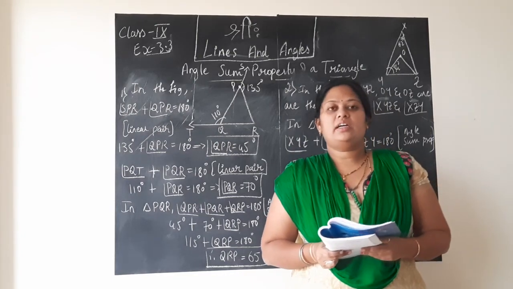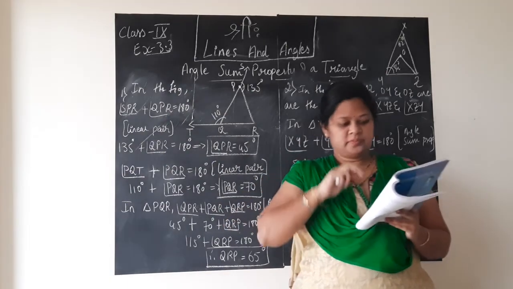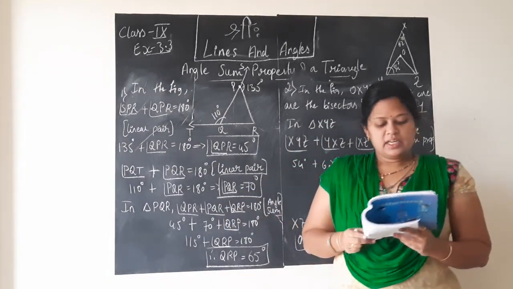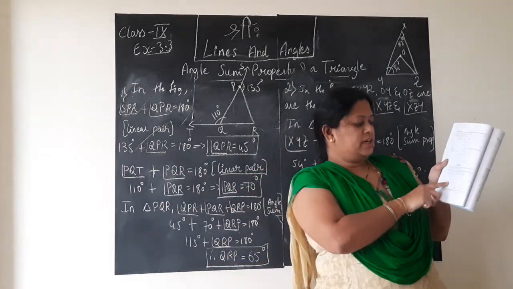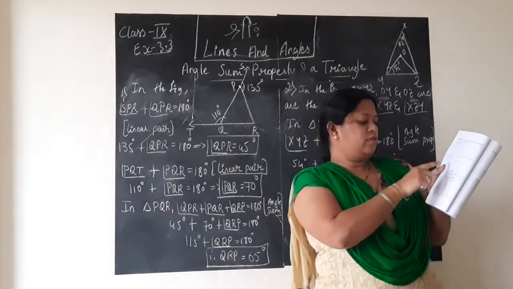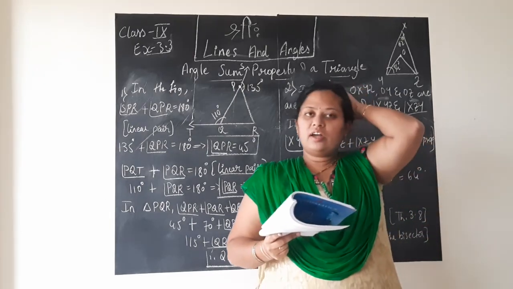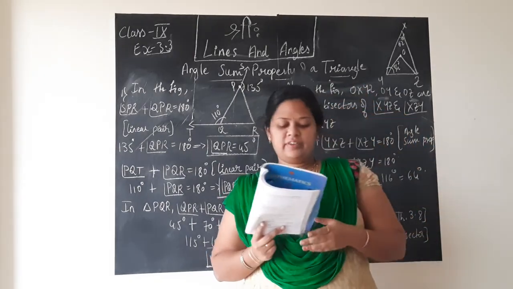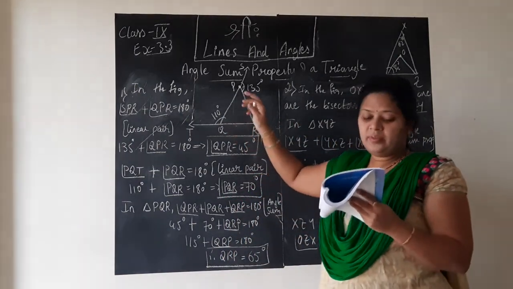So children, we shall start with the last exercise, that is exercise 3.3. First question is, in the figure, look here, figure 3.39, 3.40, 3.41. For all the three problems, children, the figures are given one beside the other. Along with the question, don't forget to copy the figures. In the figure 3.39, so this is the figure, children.